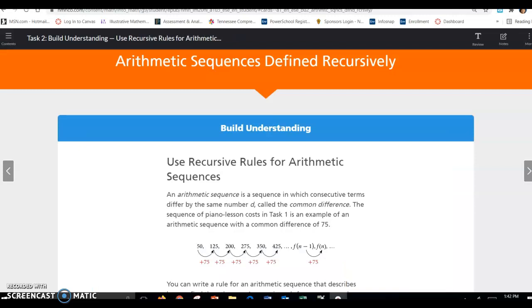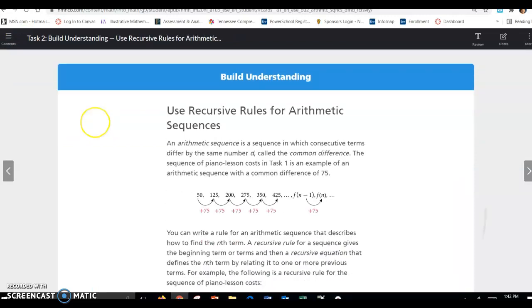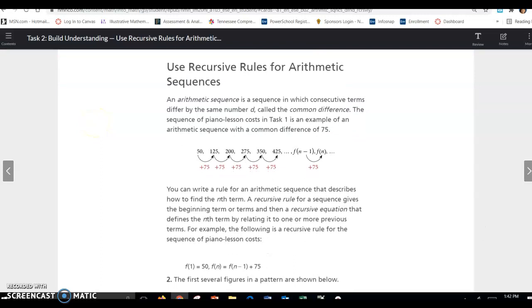Lesson 7.1, task 2. This one says use recursive rules for an arithmetic sequence. An arithmetic sequence is a sequence in which consecutive terms differ by the same number d, called a common difference. The sequence of piano lessons cost in task 1 is an example of an arithmetic sequence with a common difference of 75. You can write a rule for an arithmetic sequence that describes how to find the nth term.